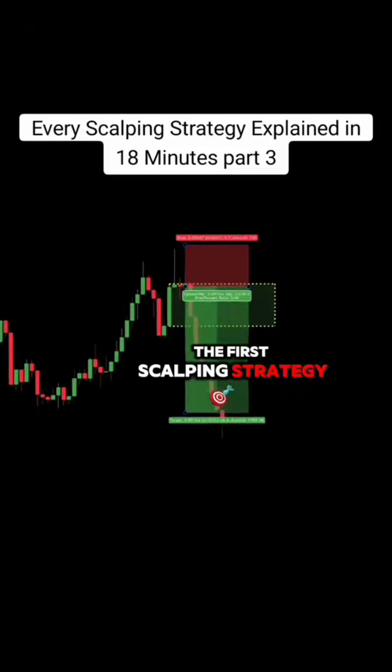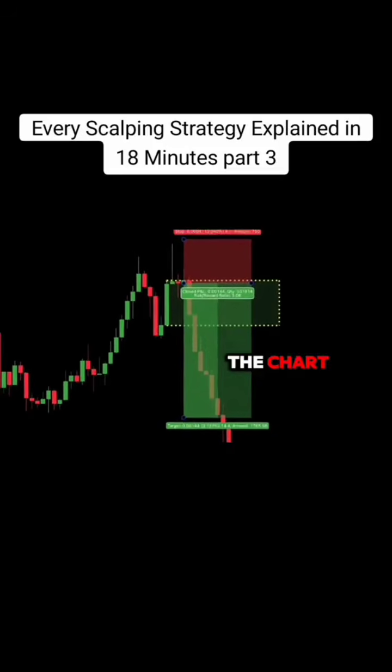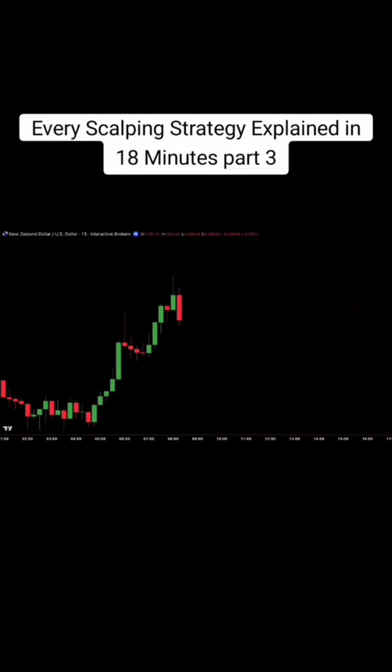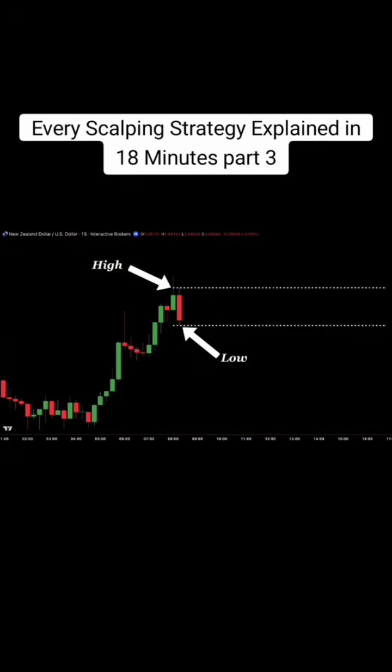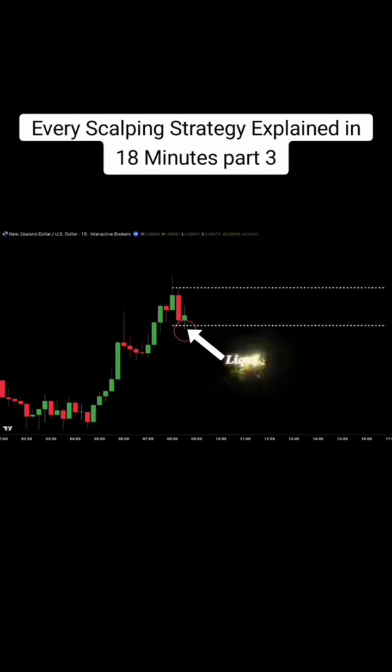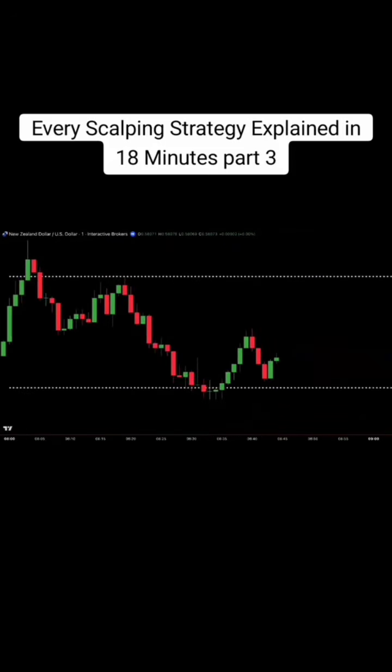The first scalping strategy takes less than 30 seconds to spot on the chart, but most traders completely ignore it. You open your 15-minute chart, you spot a single candle, and you draw its high and low. This creates a range. Now you simply wait and watch what happens next. If the next candle breaks the range and then closes back inside it, that's a liquidity sweep, and that becomes your signal. Now switch to the 1-minute chart.